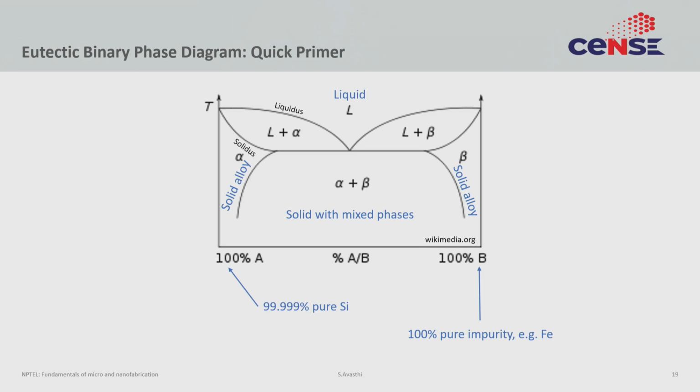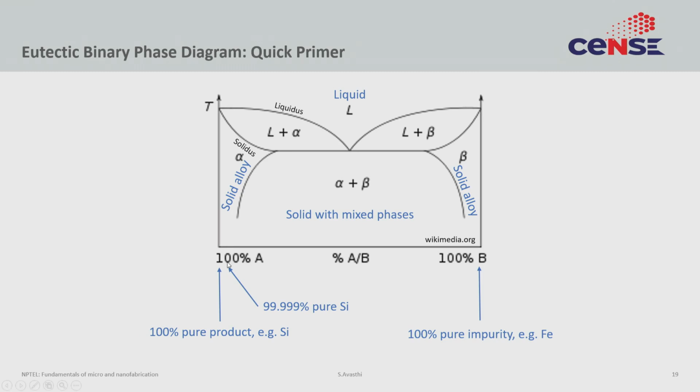Now, in our case, this could be an example of us wanting pure silicon, but we do not have pure silicon, we have certain impurities. So, we have an alloy of impurity and silicon. So, we are probably somewhere here, right. So, if you have 99.99% pure silicon, you are very close to this origin, but not exactly at 0, right.